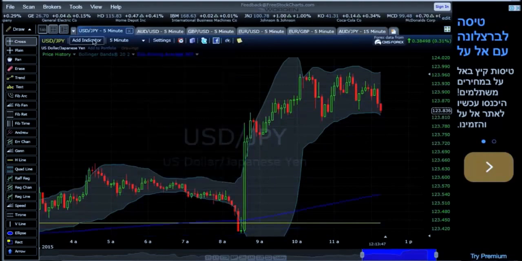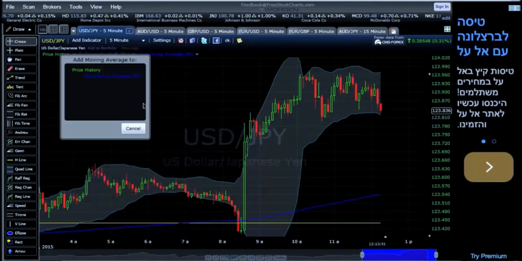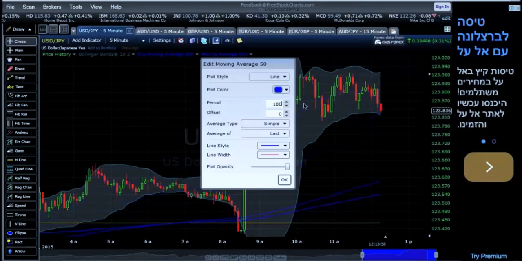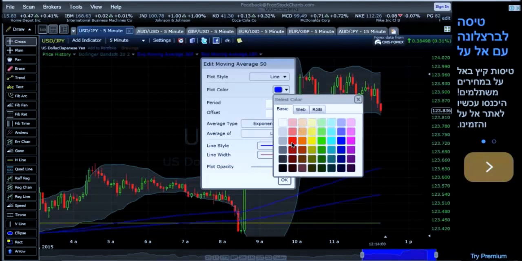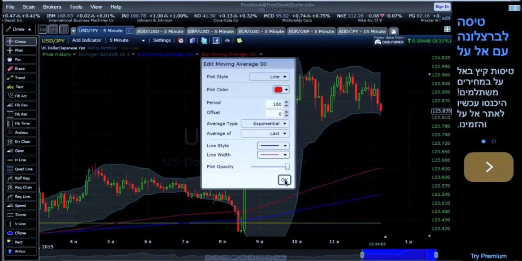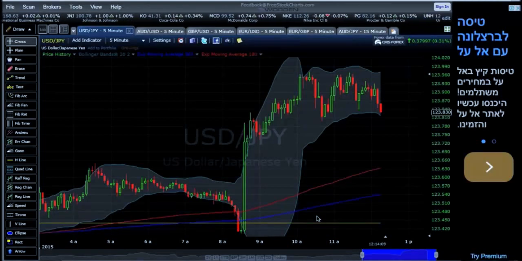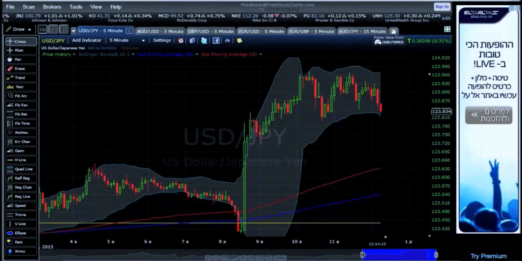And the second moving average is gonna be the 180 exponential moving average. I'm gonna paint it in red. Alright, so now we have the indicators on the chart. This is USD JPY. Now, to apply this strategy, we need 3 conditions.